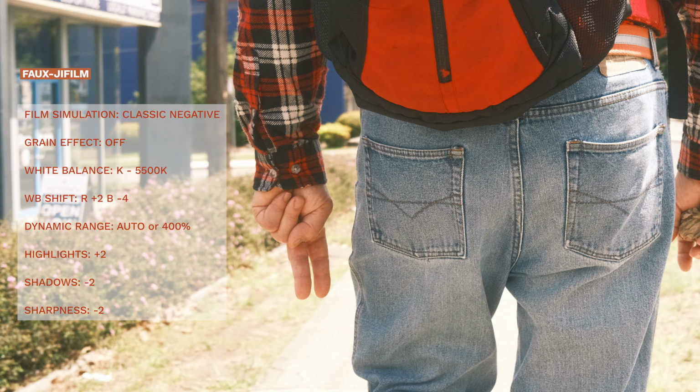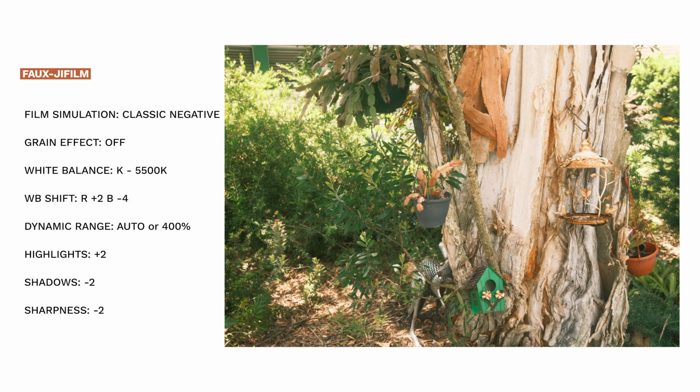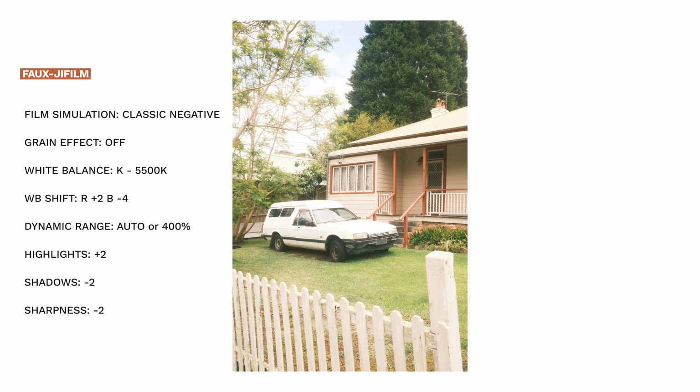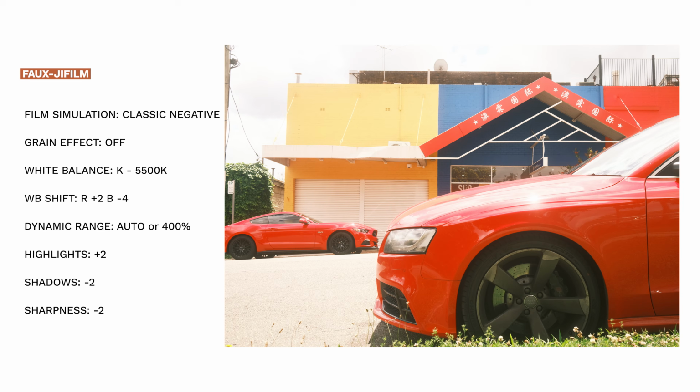It uses the classic negative simulation. I have white balance set to 5500 Kelvin as that simulates vertical daylight, and I shifted the reds to +2 and blues to -4. Due to this reason, this profile is only really used during the daytime with moderate to ample sunlight.